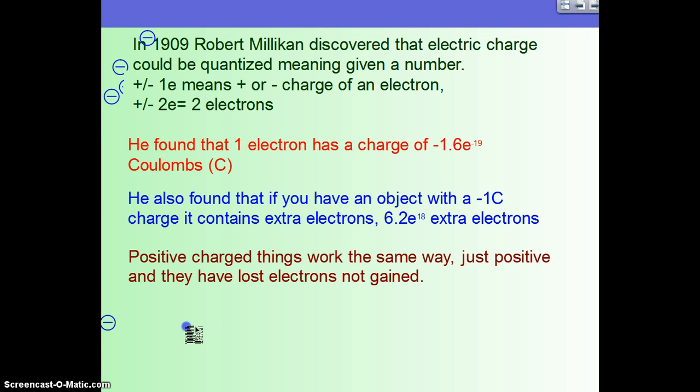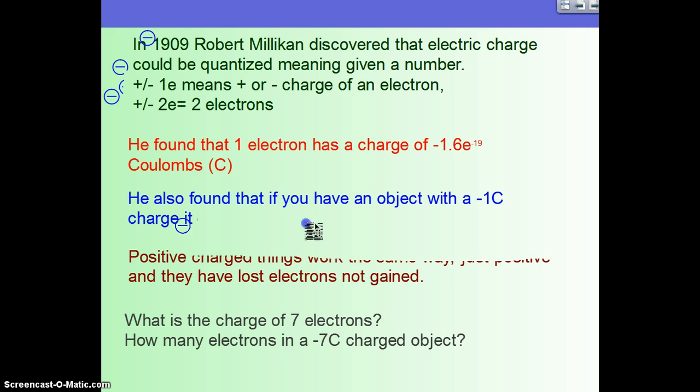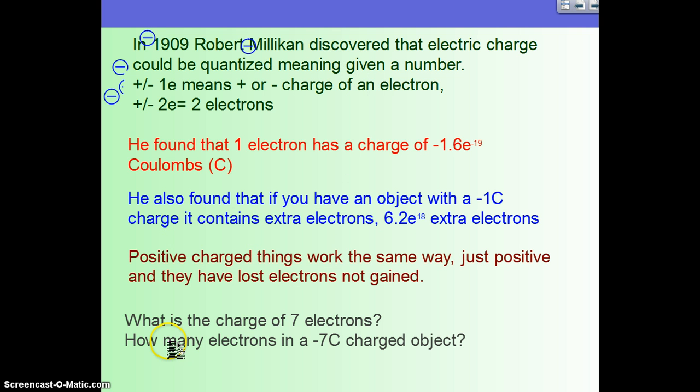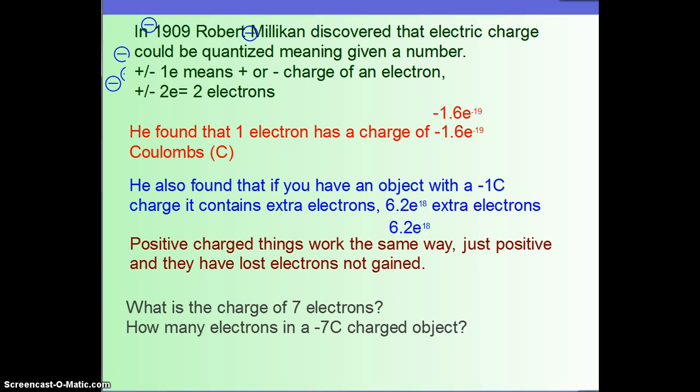Quick little practice for you to do in your notes. What is the charge of 7 electrons, and how many electrons are in a negative 7 coulomb charge? Figure that out. Go ahead, pause your recording so you can figure it out. Then I'm going to show you in 3, 2, 1.